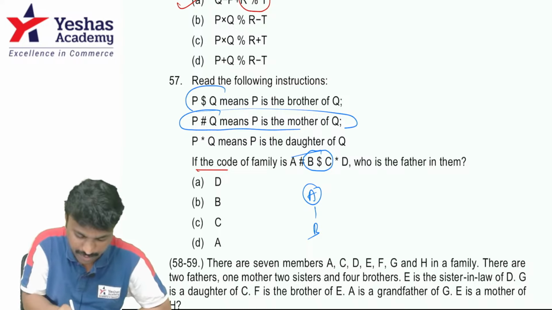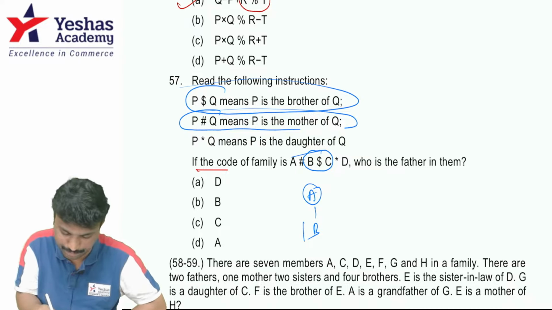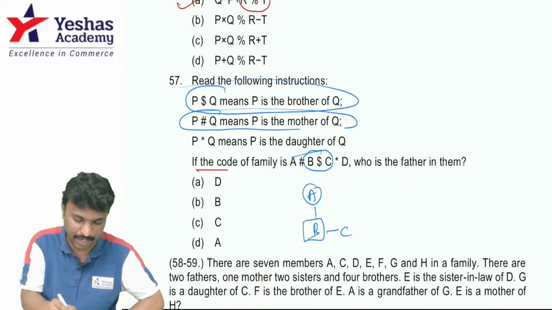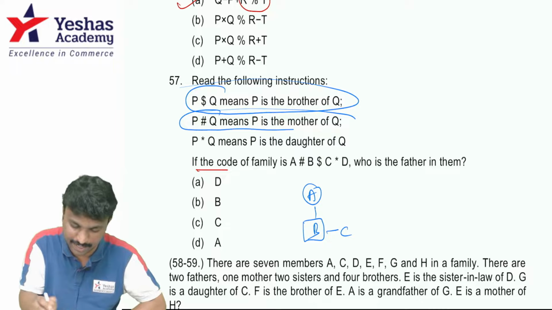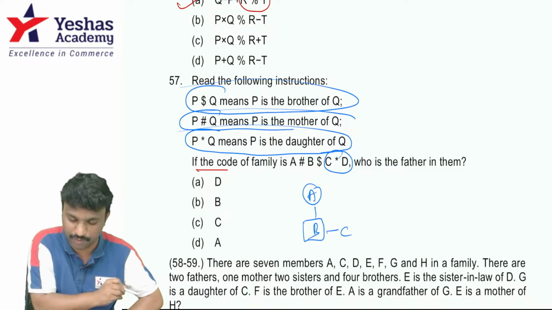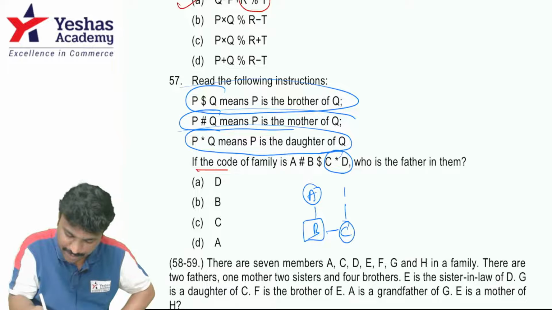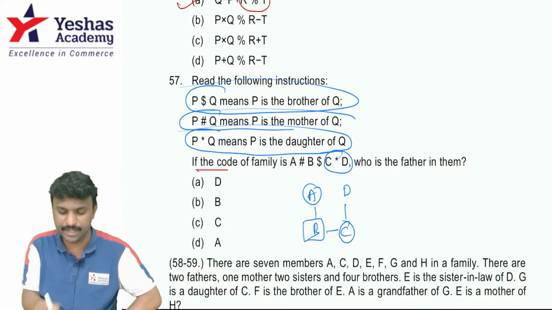So dollar is over here. That means P is the brother of Q. So B is a brother of C. Now the last two persons are C asterisk D. Asterisk is the last statement. P is a daughter of Q, so C should be a daughter of D. So B and C are siblings.